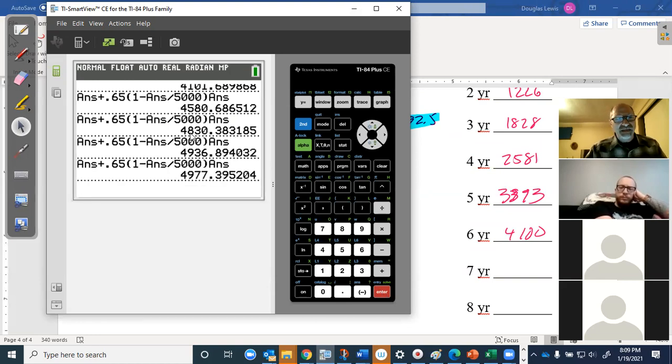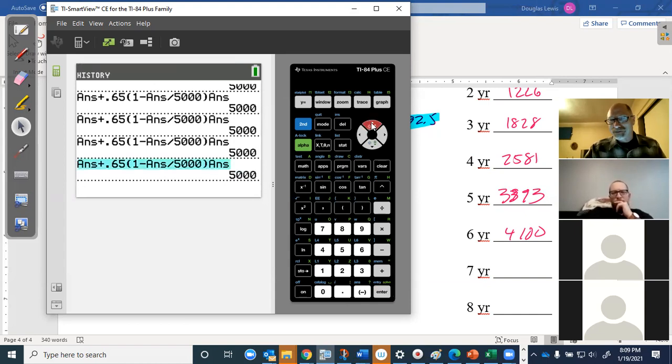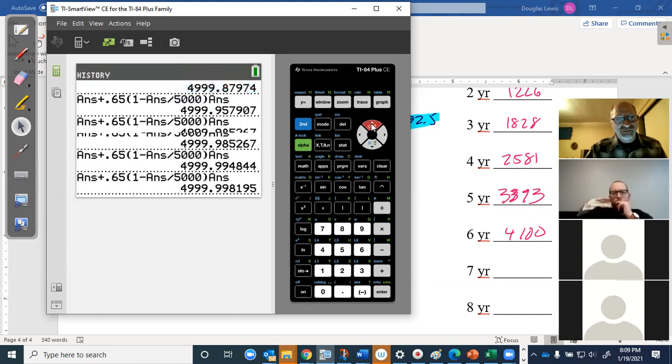There's 4580, 4830, 4936, 4977. Now, what was the carrying capacity? It was 5,000, right? Watch what happens. Enter, it's getting closer and closer and closer. And if I kept going, this would go on year after year. Then it finally hits 5,000 and stays there the whole time. That makes sense? So I can go back through on my calculator and find out all those other values.